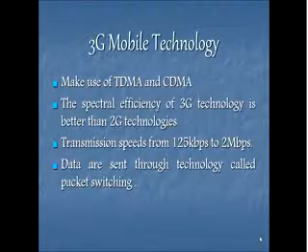Some of the features of 3G are transmission speeds from 125 kbps to 2 Mbps. In 2005, 3G was ready to live up to its performance in computer networks. Data are sent through a technology called packet switching. Voice calls are interpreted using circuit switching, with access to global roaming, clarity in voice calls, etc.